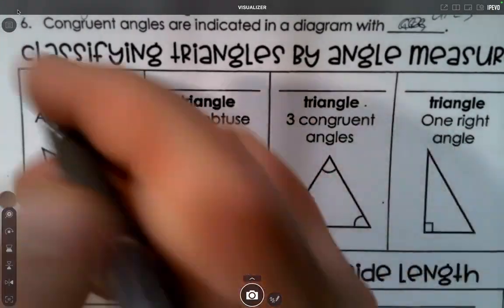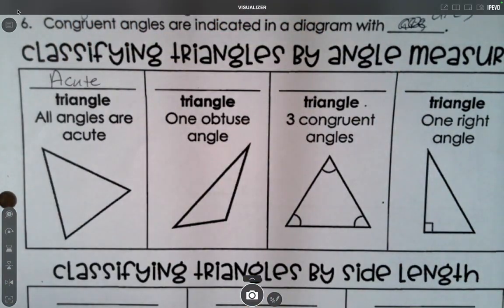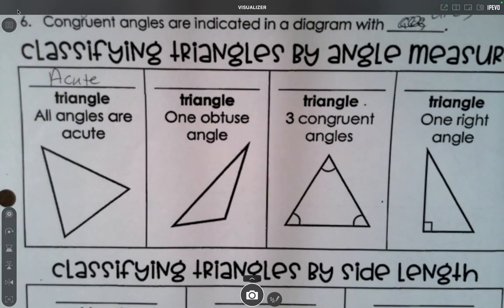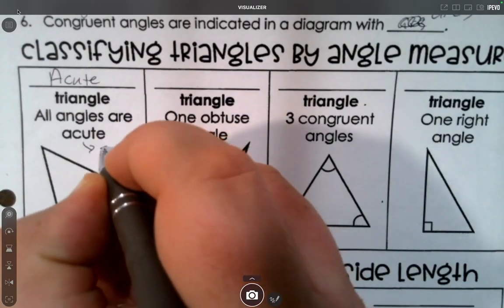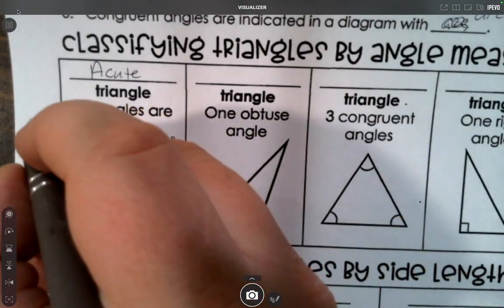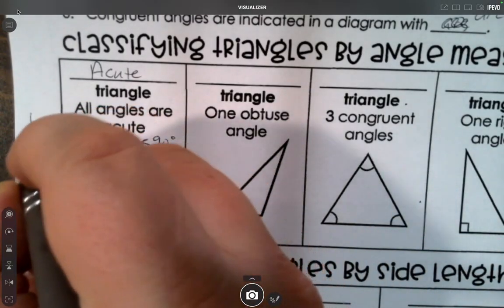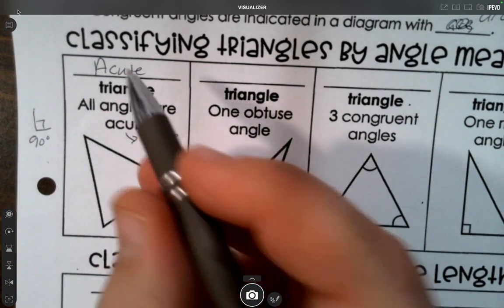Okay, the first word is acute. It's an acute triangle if all angles are acute. But what does acute mean, you might ask? Well, it doesn't really mean that it is cute or pretty or handsome. The word acute means all the angles are less than 90 degrees. I'm pretty sure you've learned this before, but just a reminder, a right angle is 90 degrees. So if all the angles are less than 90 degrees, it's called acute.